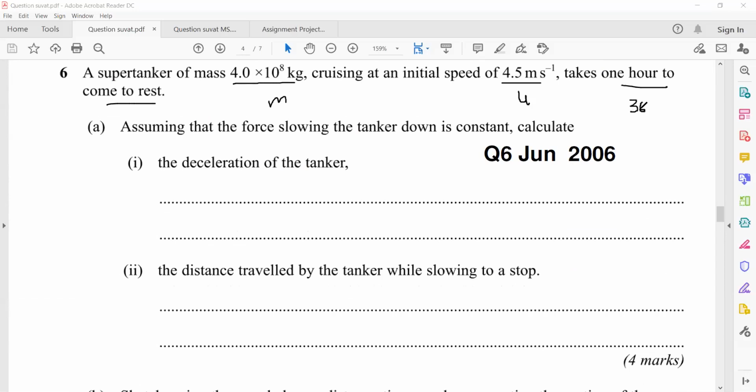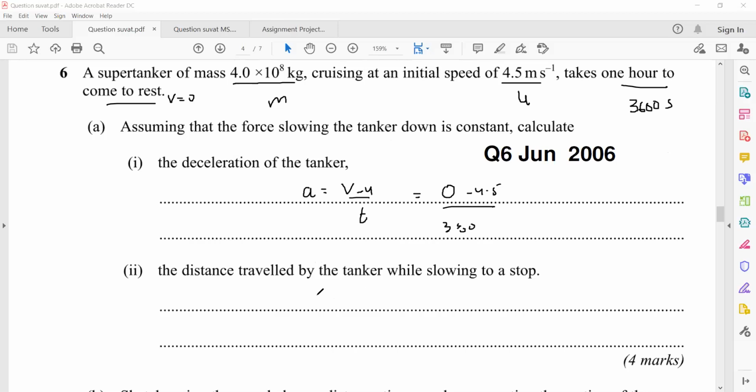1 hour means 60 minutes multiplied by 60, you will convert into seconds. So 3600 seconds. The final speed is 0 because it comes to rest. Deceleration is v minus u over t. What is the v? The final speed is 0, initial speed is 4.5, and the time interval is 3600.